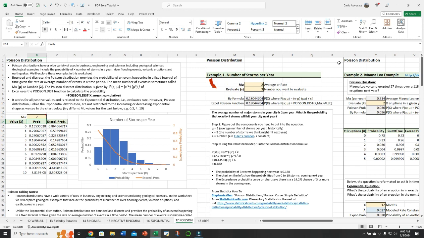The next thing we need to know is what do we want to evaluate for? And here we're going to evaluate for 3 storms per year. And we need to know Euler's number, which is approximately 2.71828. We can plug that into the formula, as I show here, and work out the problem. And we get a value of 0.18.